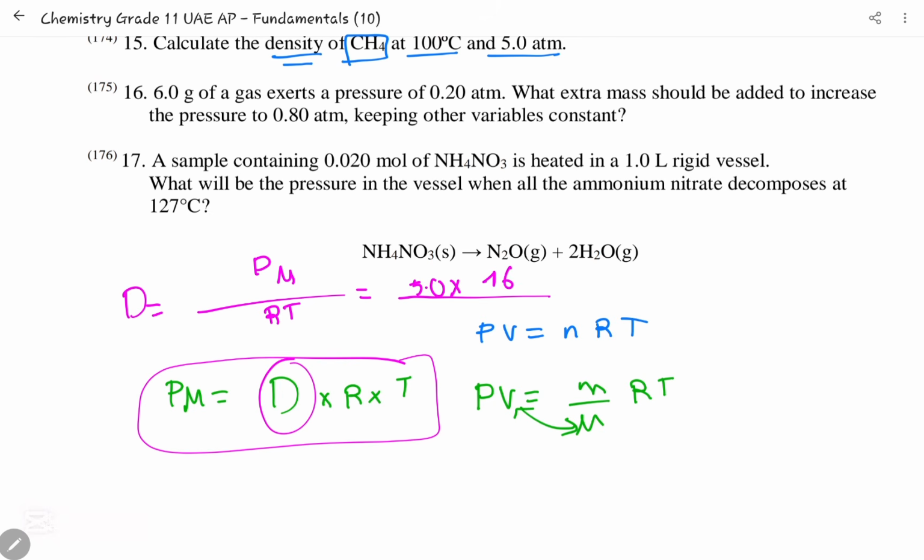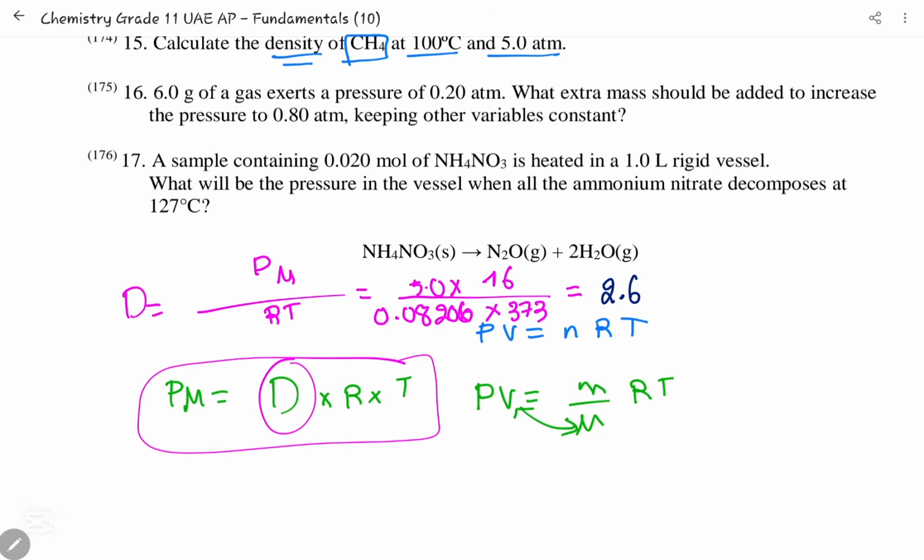R, they didn't give it to us, so in the answer key they used the full value, which is 0.08206. I believe in the exam they will always give you the value. So 0.08206 times the temperature, but it needs to be in Kelvin, so 100 plus 273, that's 373. So you put it on your calculator, and the significant figures we have, the smallest one is 2 significant figures. So our answer should be to 2 significant figures, so it's 2.6.